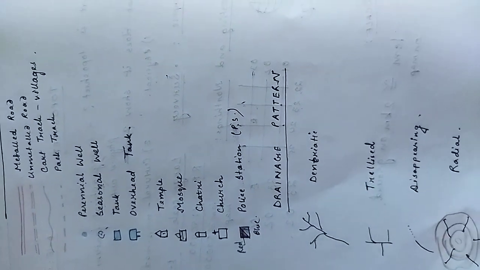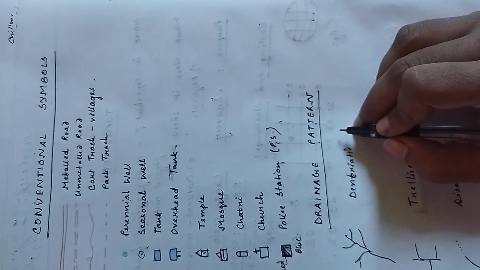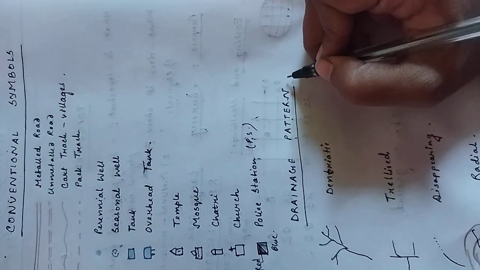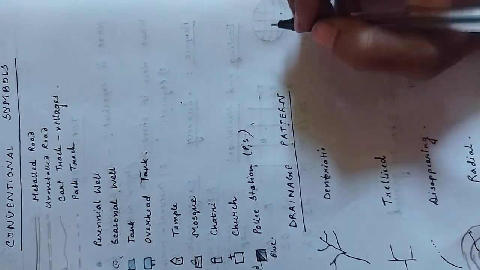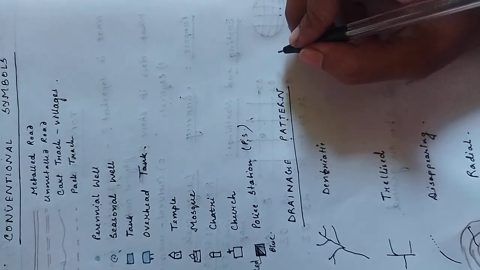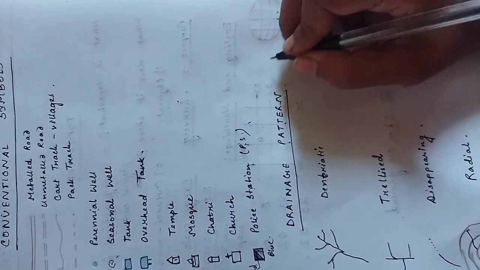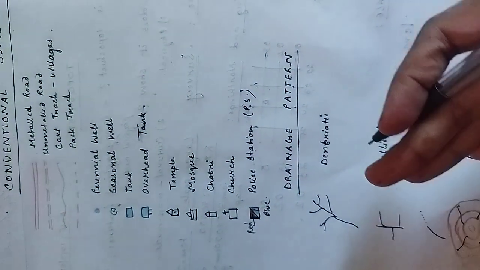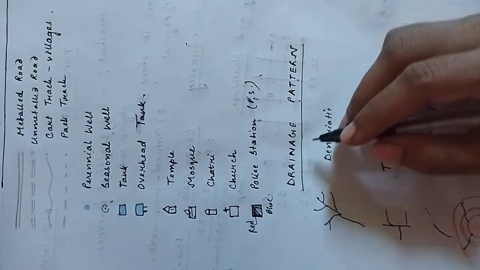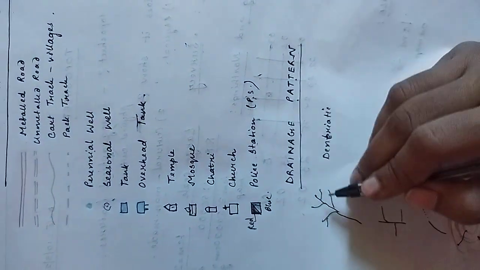Now drainage pattern. There are certain symbols which denote the drainage pattern. Drainage pattern usually means the pattern that is followed by a stream or a river while it is flowing. Okay, so this is a pattern. Every stream or water body, when it flows, develops a pattern on the earth's surface. So we can identify the drainage pattern as well.